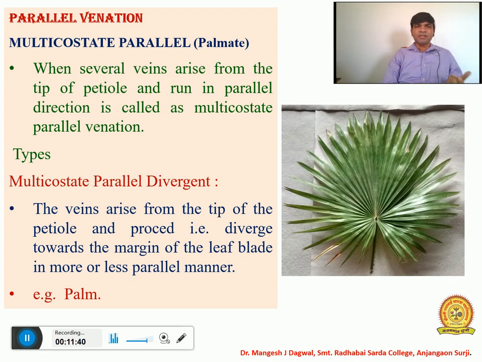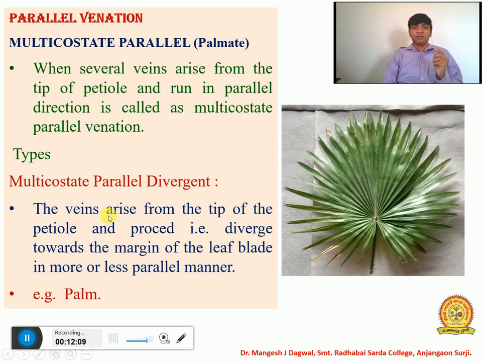Again, another type is the multicostate parallel venation. Here several veins arise from the tip of the petiole and run in a parallel direction. Means a number of midvein-like structures are formed here, which are equally strong, but these are parallel to each other. This is called multicostate parallel venation or palmate parallel venation. These are again of two types: multicostate parallel divergent and multicostate parallel convergent.